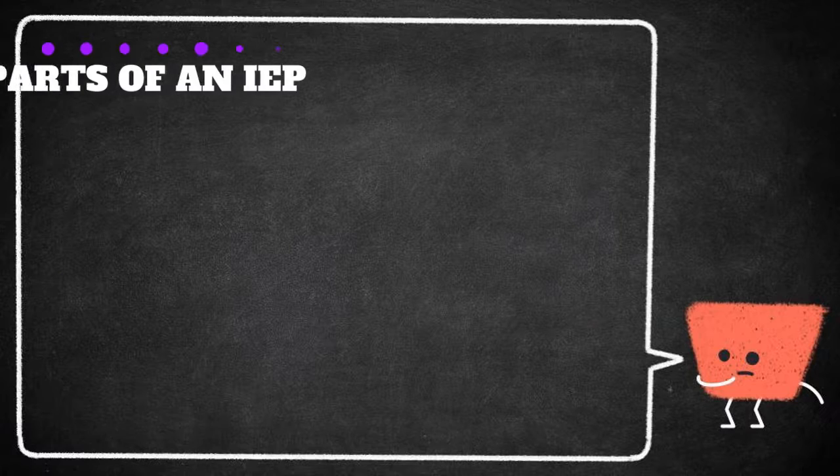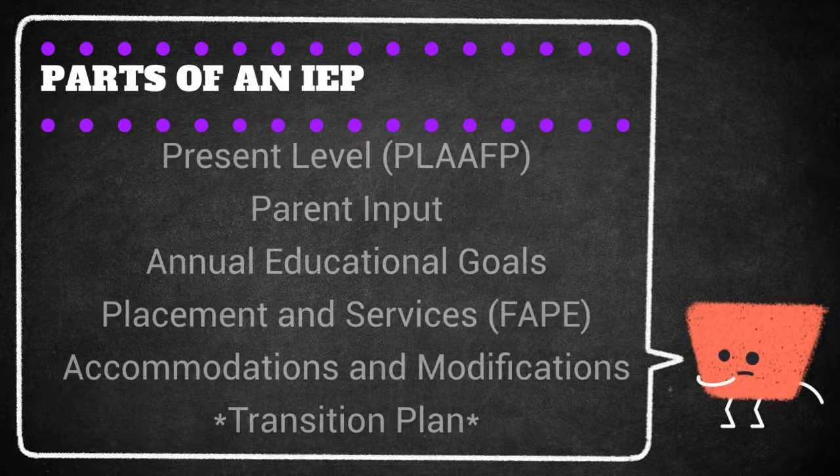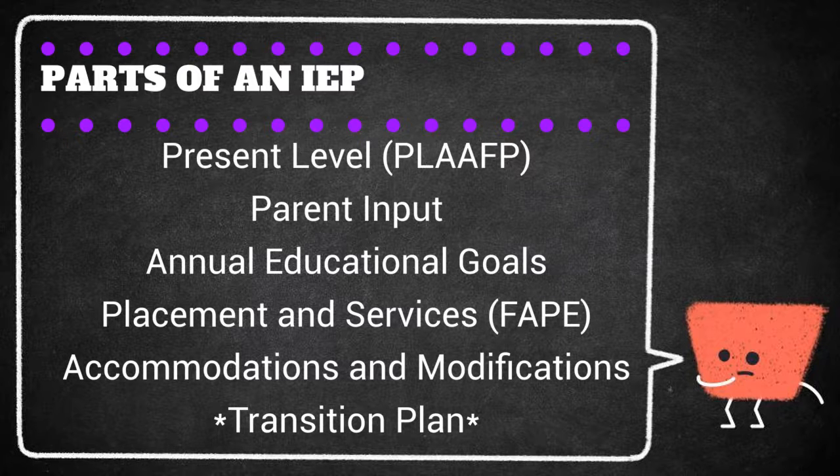First is a present level of academic achievement and functional performance. You may hear this referred to as the PLOP. This is a snapshot of who the child is and how they're currently performing. Parent input. This is the parent's opportunity to share insights about their child both academically and outside of the school. While it is specifically asked for during the present level, the parent should be afforded the opportunity to provide input throughout the entire document.